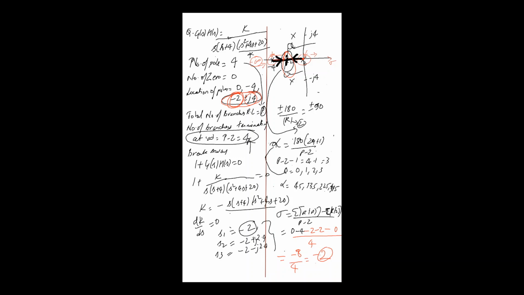I will just rough erase all the things, and again I will freshly draw the root locus. Here we have calculated the centroid. We have calculated the angle of asymptotes. We have also calculated the breakaway points. We got 3 points, from which we took this point s equal to minus 2. So we have calculated up to this much.